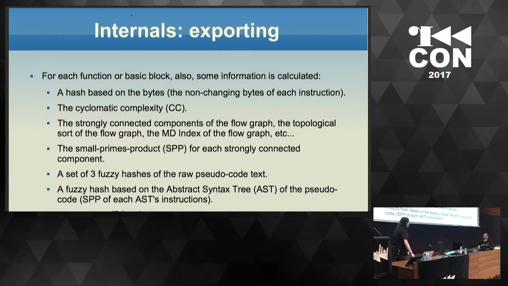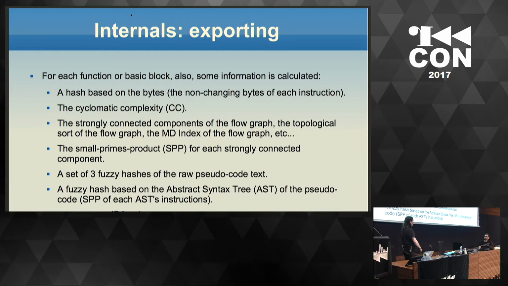Then, for each function or basic block, some information is also calculated, not just extracted. Like a hash based on the bytes, the non-changing bytes of each instruction. Say we have a jump that is relative; we will have the bytecode for the jump, and then I will remove all the bytes that are changing, because it's relative, as opposed to a fixed jump or something like that.